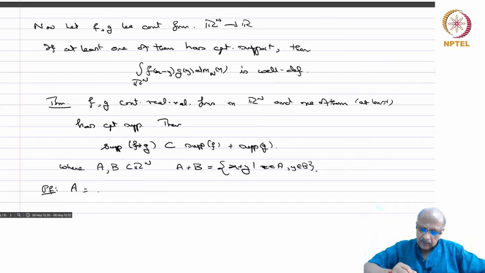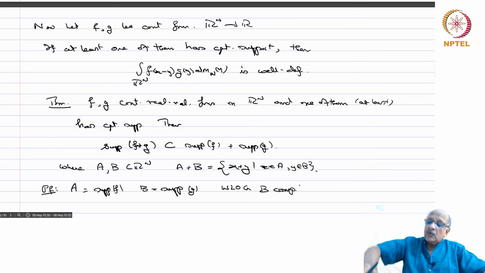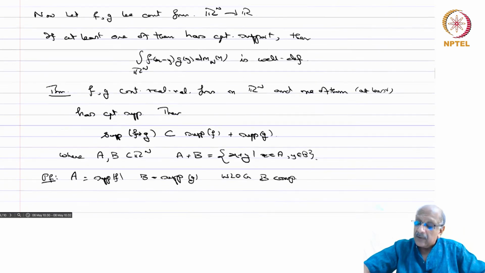So A equals support of f, B equals support of g. One of them is compact, so without loss of generality we take B compact. Because when you define f of x minus y, by commutativity of the integral, it's f of x minus y g of y or g of x minus y f of y, it doesn't matter. So you can take any one of them to be of compact support.